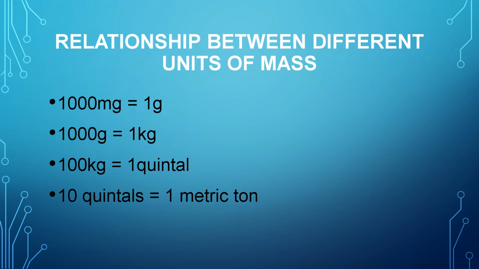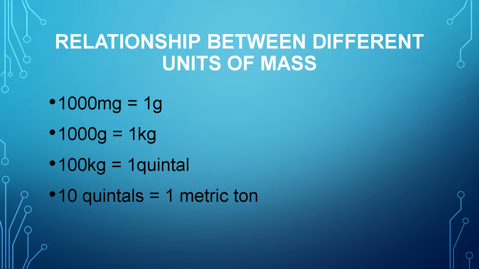Then in our day-to-day life, we use a lot of sub-multiples and multiples of the SI unit of mass, that is the kilogram. One of the most common sub-multiples is gram. 1000 grams make 1 kilogram. One more sub-multiple generally used by jewelers is the milligram, and 1000 milligrams make 1 gram.